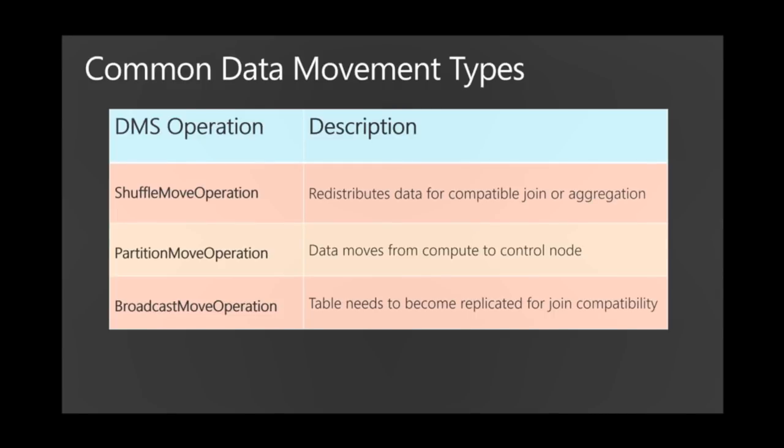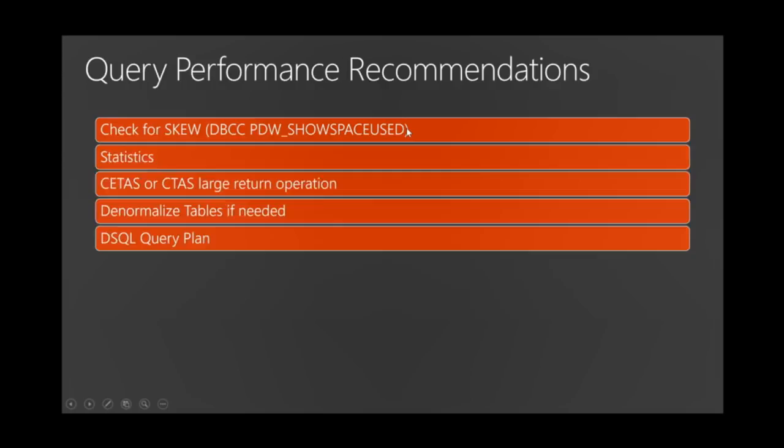On query performance impacts, we talked about a lot of these different areas, so I'm not going to recover that. The one thing I will point out is that you can very quickly check for skew using DBCC PDW_SHOWSPACEUSED. If you specify the table name, it will tell you, for each distribution, and you have 60 distributions, how many rows exist, and the size of each. So that's a very quick way to see how well distributed your data is.